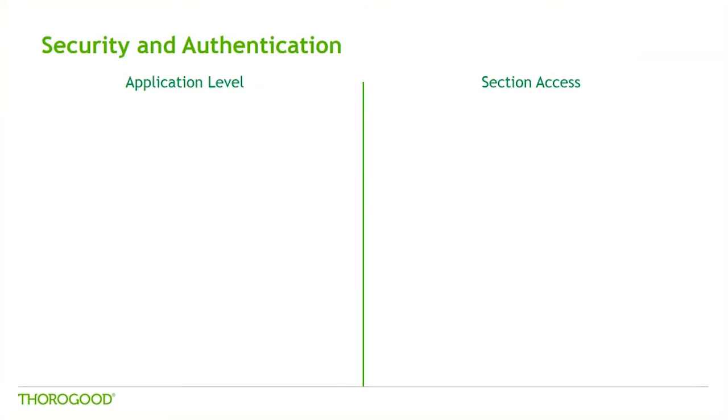Another area where we see enterprise customers have questions is around security. How do you get secure data, and how do you get it in the hands of the people who need it while keeping others out? There are two main forms of security that the Qlik platform offers. The most basic is application-level security.